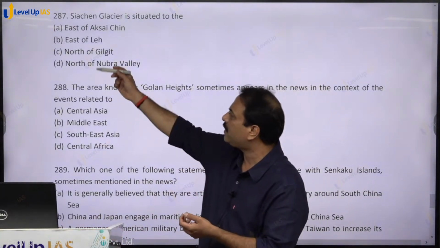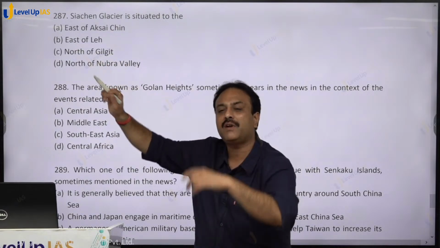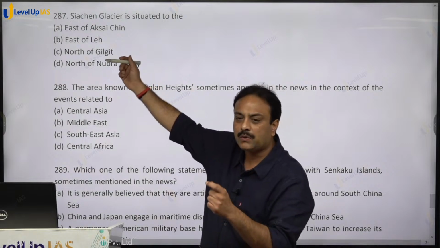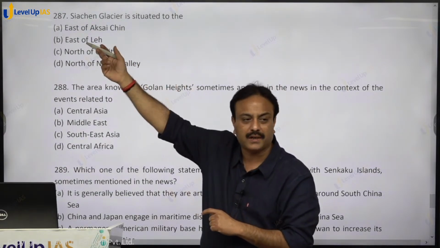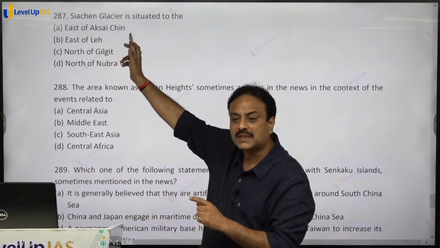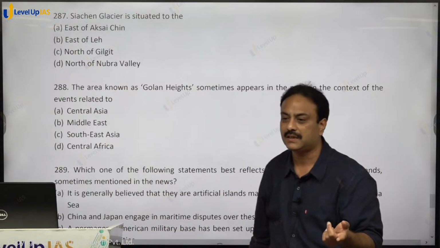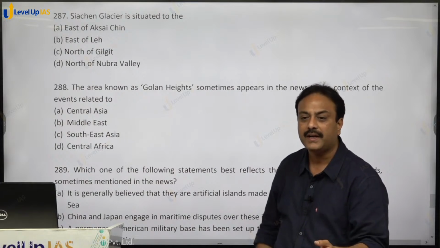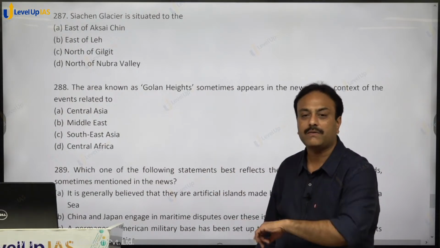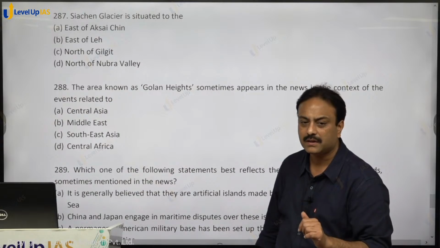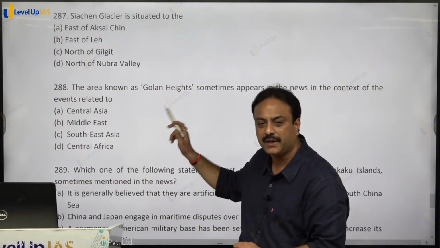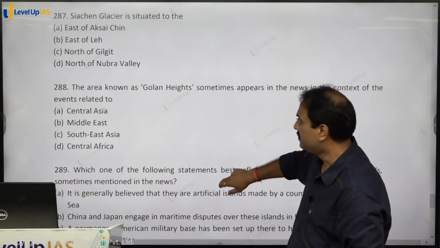So that will become one of the answers, correct answer to this particular question. If you have to relate it to Gilgit, then Siachen will be on the eastern side of Gilgit. If you have to relate it to Leh, it will be north of Leh. If you have to relate it to Aksai Chin, it will be west of Aksai Chin. So Siachen will be west of Aksai Chin, north of Leh, east of Gilgit and north of Nubra Valley will be correct. Are you getting that? So here answer will be option D, D for dog shall be the right answer.